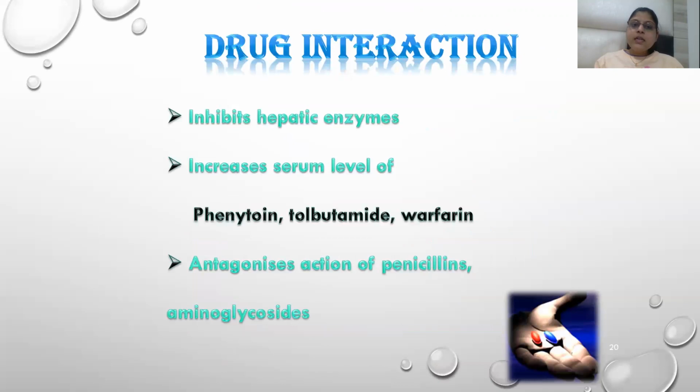Drug interactions: it inhibits the hepatic enzymes, so it increases the levels of phenytoin, and phenytoin toxicity can occur. Tolbutamide can cause hypoglycemia. Bleeding disturbances can occur with the anticoagulant warfarin. It also antagonizes the action of penicillins and aminoglycosides.